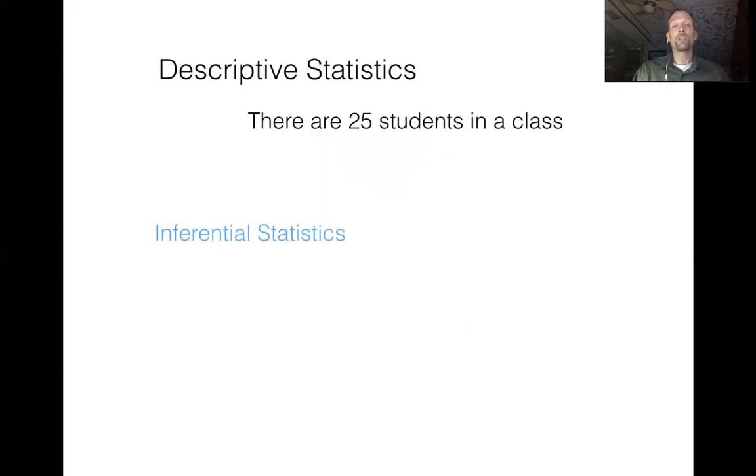Descriptive statistics could be saying there's, in a classroom, 25 students. So anybody that we bring into the classroom to count up the students is going to end up at the same exact number. We're all using the same numeration system after all, so that would make this a descriptive statistic.